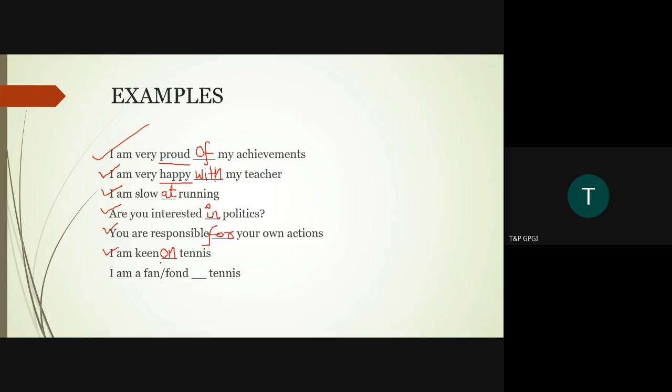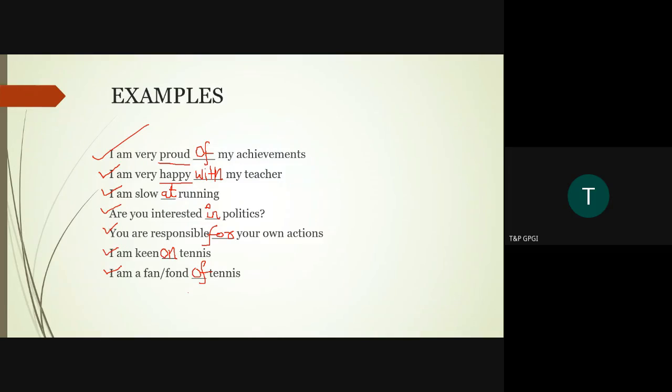Then the last example that I have written for you is, I am a fan dash tennis, or I am fond dash tennis. I guess you can guess it now. What will come here? Very good if you have guessed it correctly. I am a fan of tennis, or I am fond of tennis.